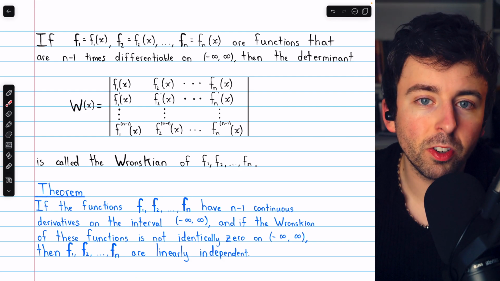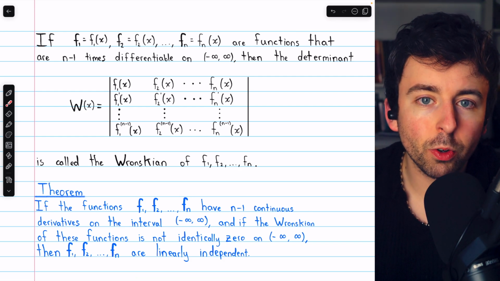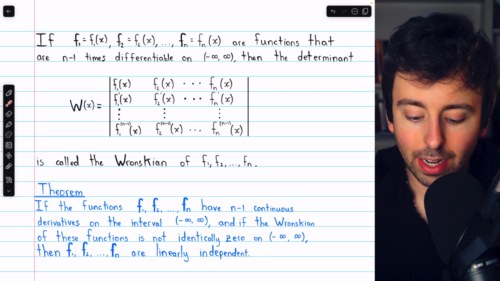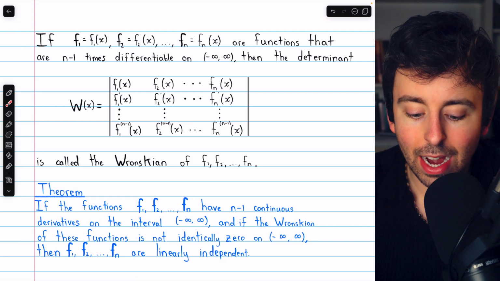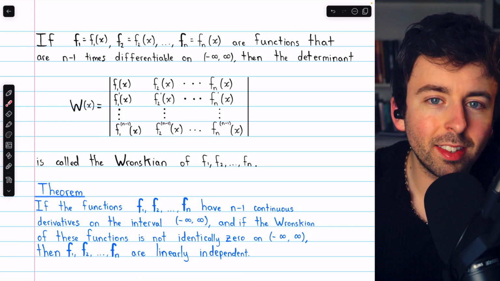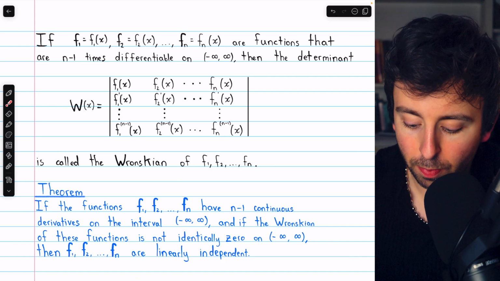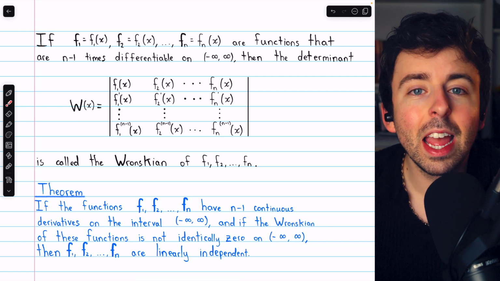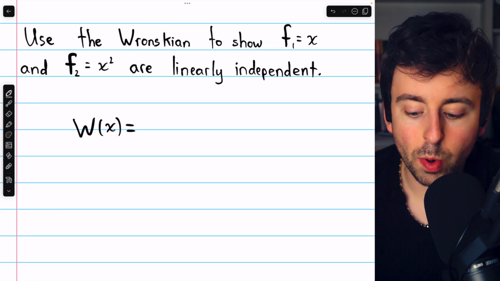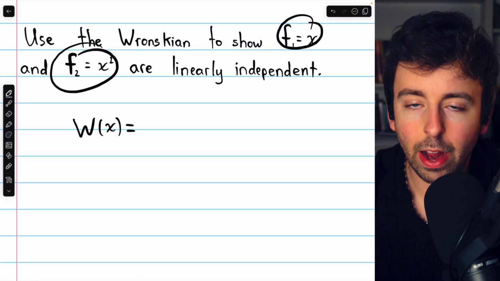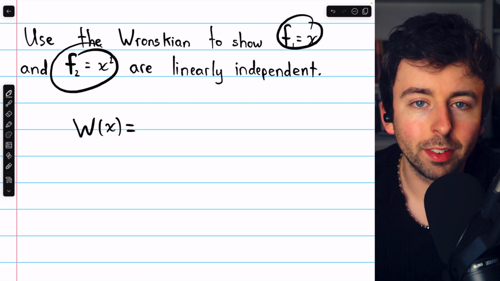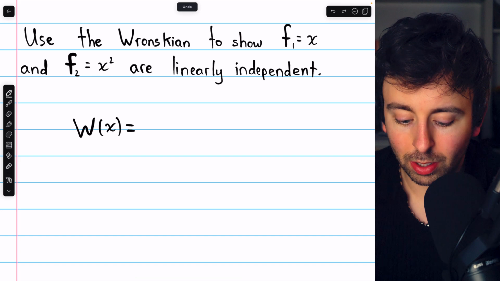we have n functions, then we can construct the matrix consisting of those n functions and their first n-1 derivatives. And the determinant of that matrix is the Wronskian. If the Wronskian is not 0 on all real numbers, then the functions must be linearly independent. So when we come down to our example, x and x squared are infinitely differentiable functions. So we can find the Wronskian and apply the theorem. So let's go ahead and do this.